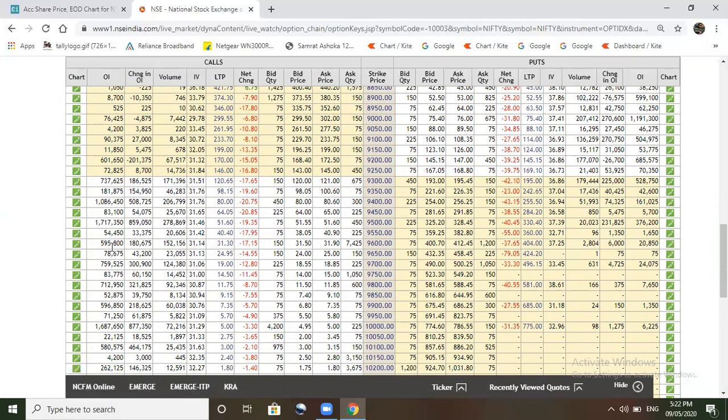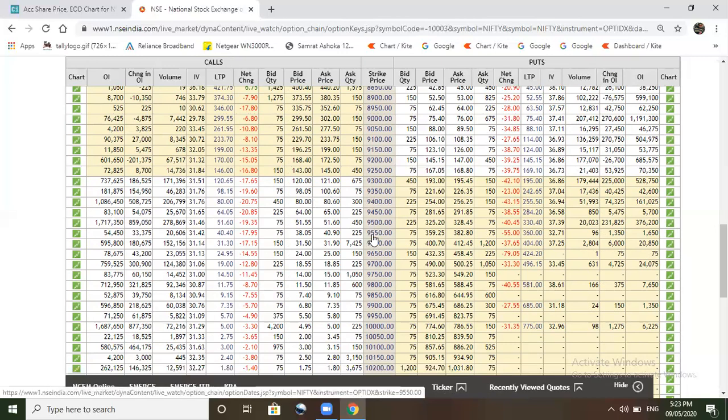After that, there are many small resistances, but the next biggest resistance will come around 10,000. But as of now, two are important levels. 9,400 is the immediate resistance for Nifty, and the second highest is 9,500. So this week it would be very difficult for Nifty to break 9,500 because it carries the highest open interest in the near OTM options.